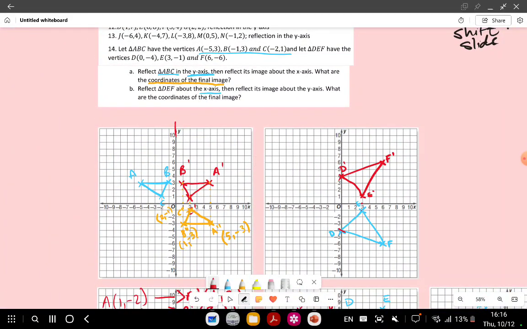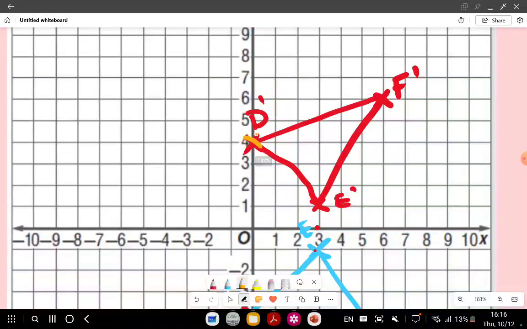Now we're going to reflect about the y-axis. So to do that, D stays the same. F is 6, so I'm going to go 6 in this direction. F2, this one is also D2. E is 3, so 3 this way. E2. Connect the lines. And there we go. That's our sketch.